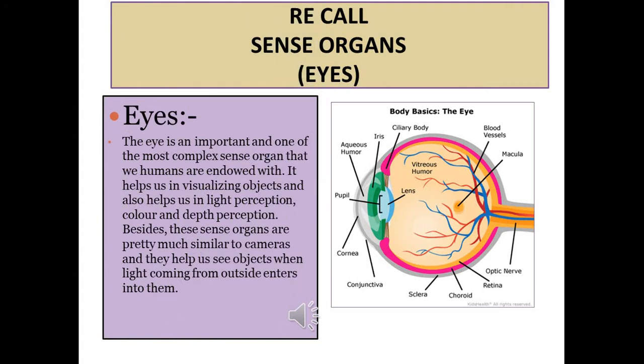First we will recall the first sense organ, eye. The eye is an important and one of the most complex sense organs that we humans are endowed with. It helps us in visualizing objects and also helps us in light perception, color and depth perception. Besides, these sense organs are pretty much similar to cameras and they help us see objects when light coming from outside enters into them.